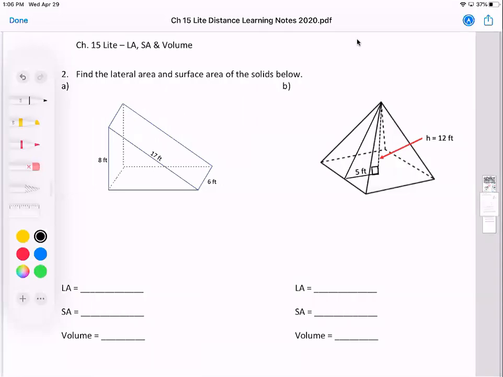We're going to look at the formulas to find the lateral area, surface area, and volume of a prism on the left and a pyramid on the right. This is page 2 of your chapter 15 light notes.